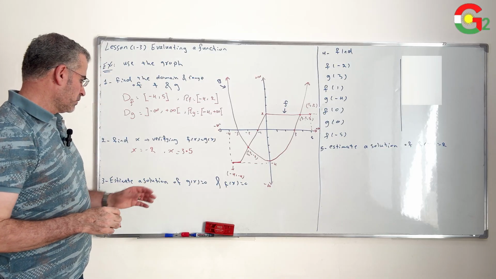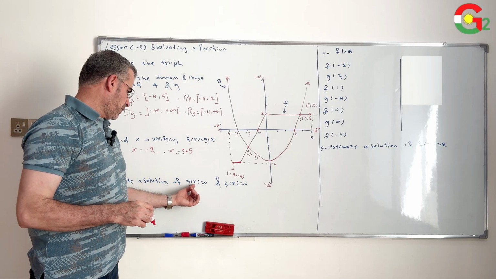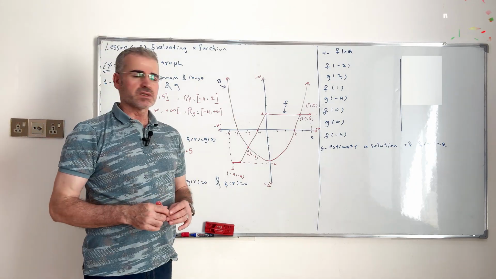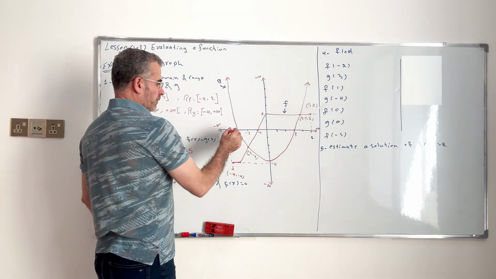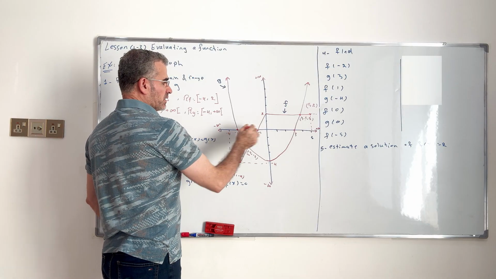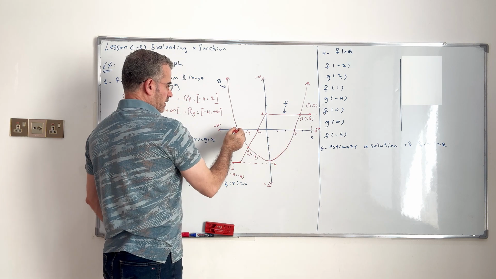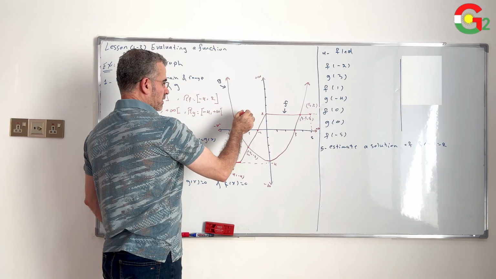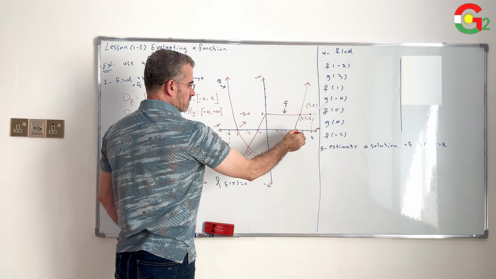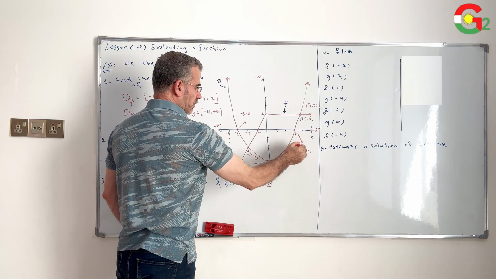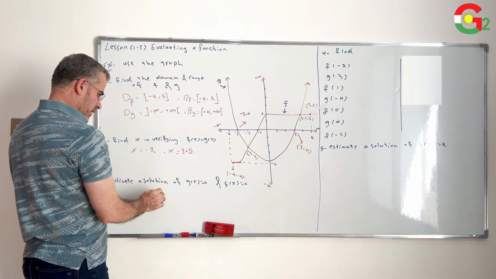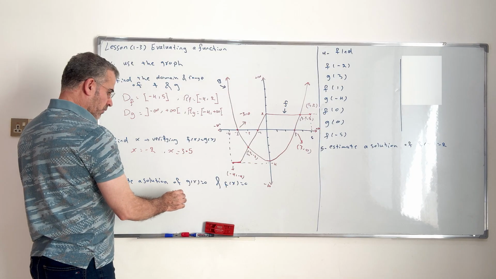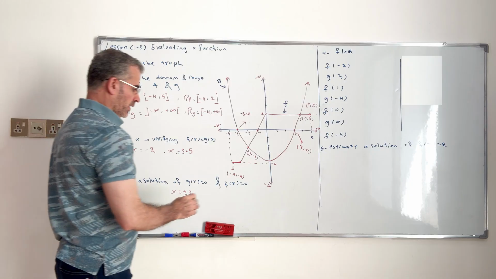Number 3, estimate the solution of g of x equals 0 and f of x equals 0. g of x equals 0 when the graph of g of x intersects with the x-axis. Here, at this point, the coordinate is negative 3, 0, and at this point, the coordinate is 3, 0. Then the values of x that make g of x equal 0 are x equals negative 3 and positive 3.